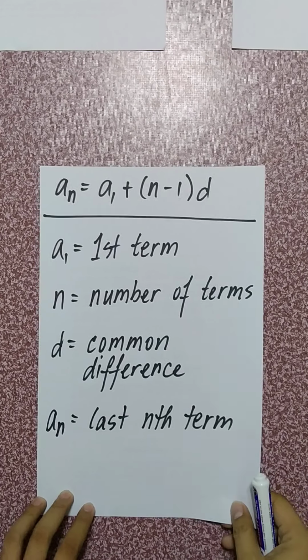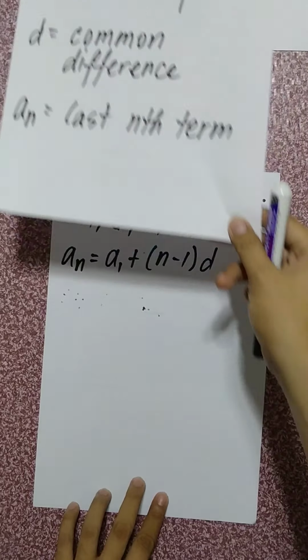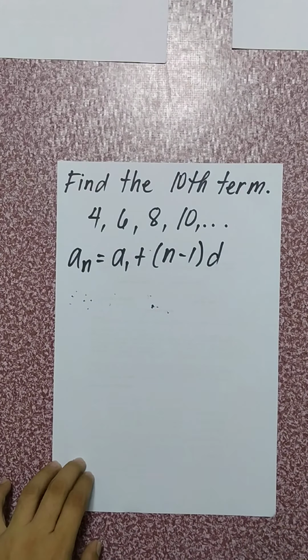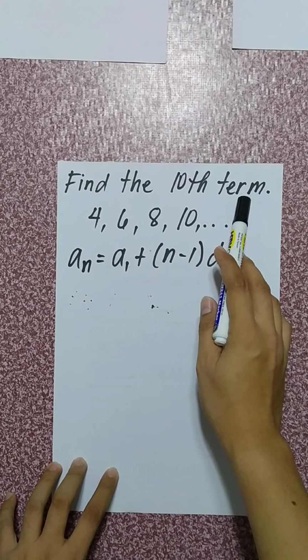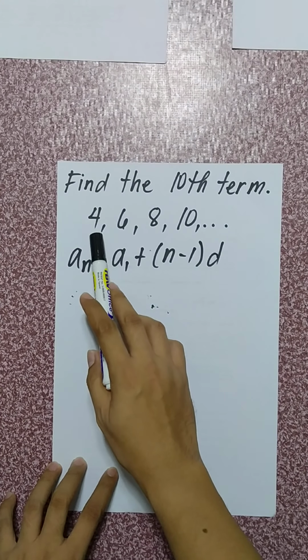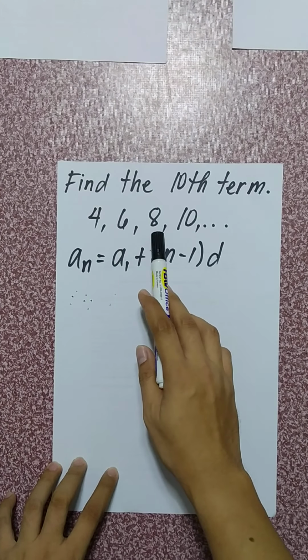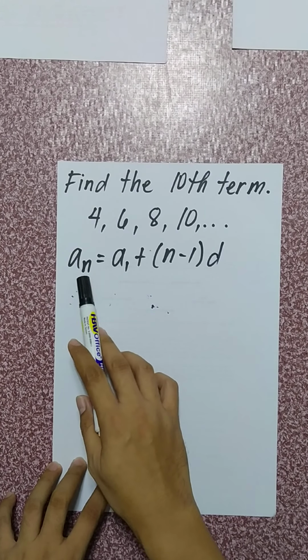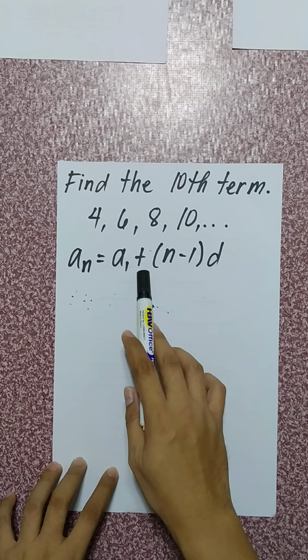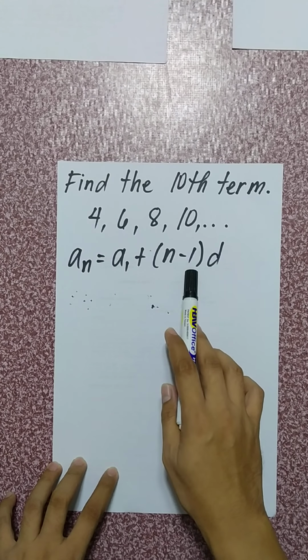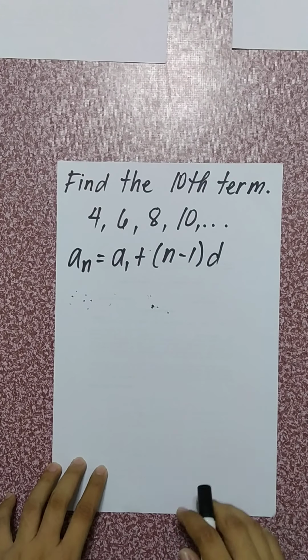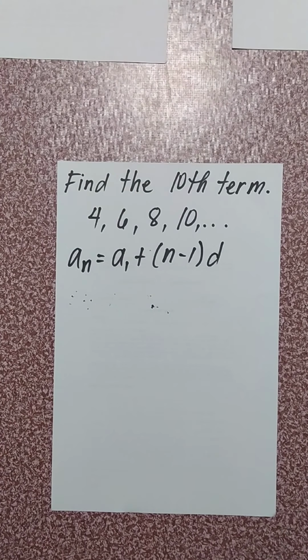Bigay tayo ng example. So, nakalagay sa ating problem is find the 10th term given ang ating sequence na 4, 6, 8, and 10. Then again, our formula, a sub n equals a sub 1 plus quantity n minus 1 times d. So, bago natin computein yung pang 10th term, isulat muna natin yung mga given.